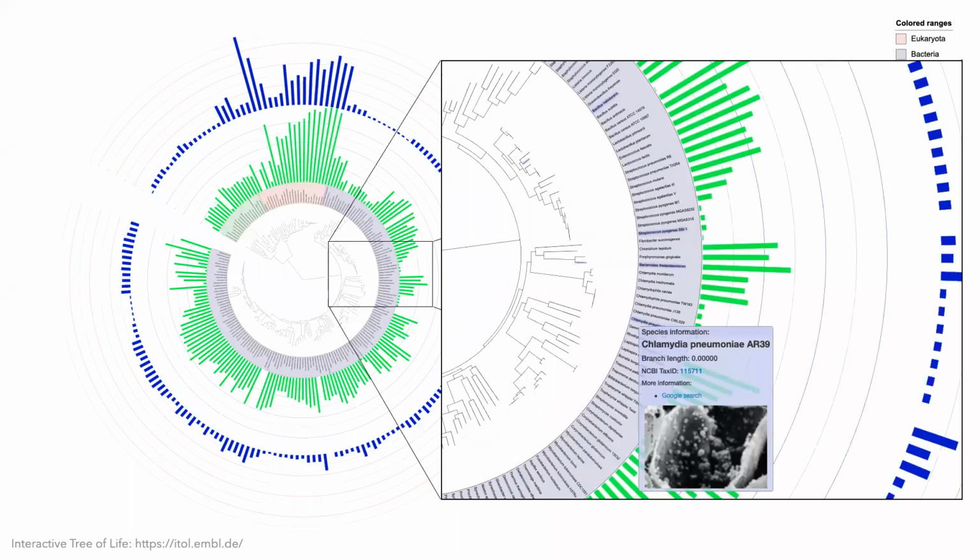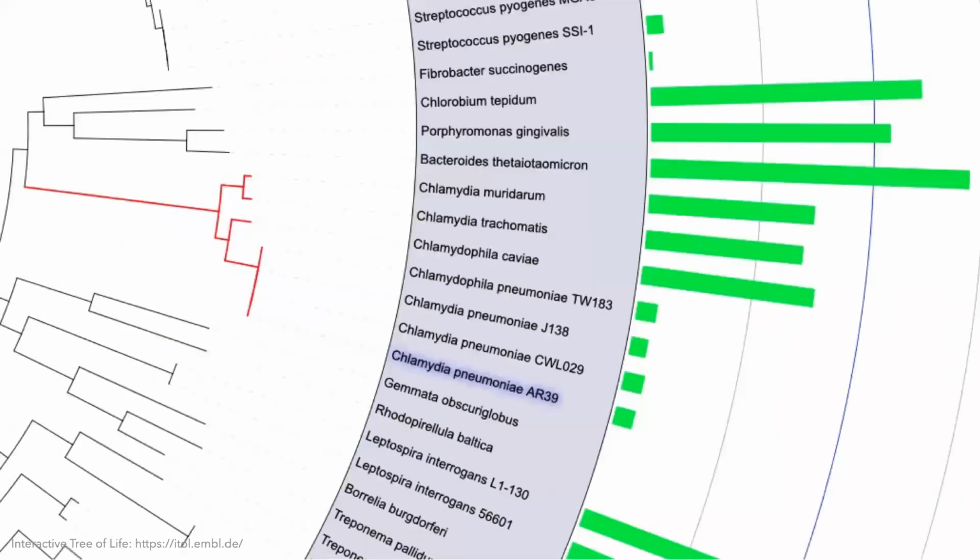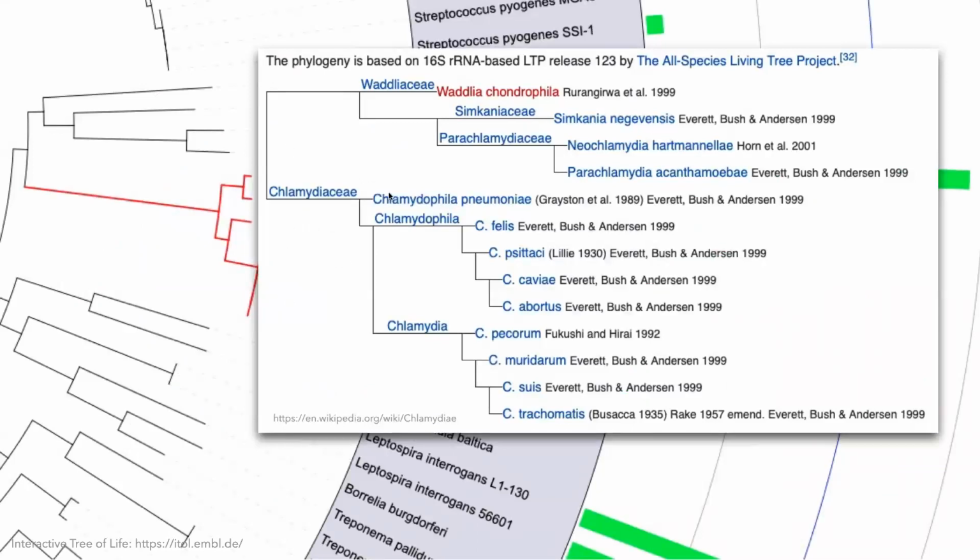So if we look for this particular member, for example, here, you can see the phylogeny is based on 16S ribosomal RNA-based LTP release 123, right? So you can see that the characterization of the relationships between these different members of this clade is actually based on one particular gene. And this is this 16S ribosomal RNA. So what is that 16S ribosomal RNA?